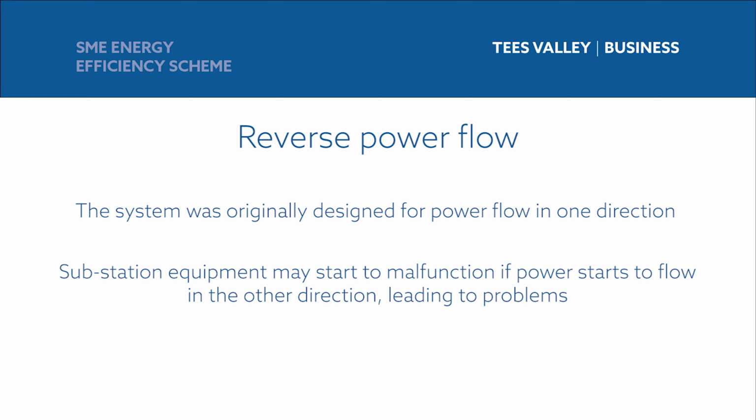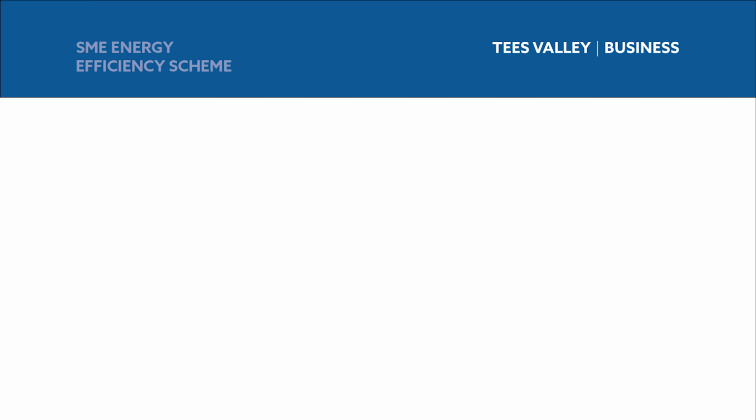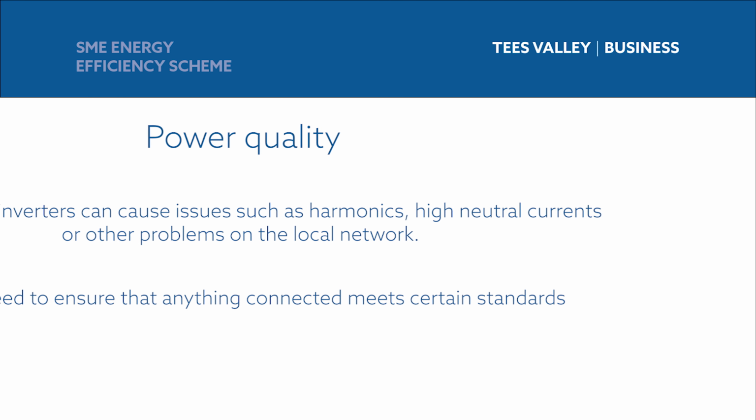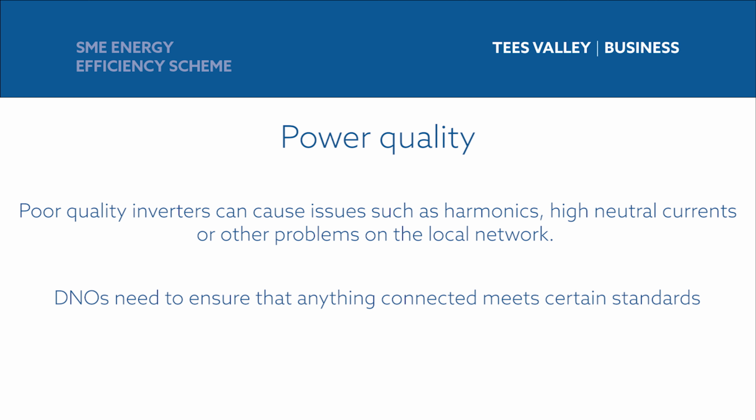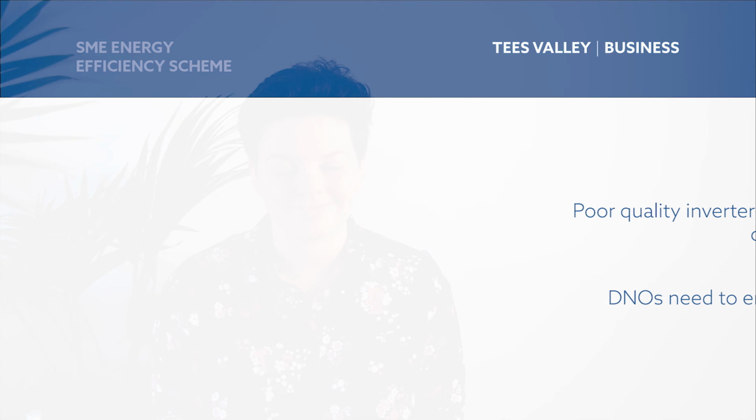This can lead to problems like voltage rise and blackouts. Power quality. Poor quality inverters can cause issues such as harmonics, high neutral currents, or other problems on the local network, so the DNOs need to ensure that anything connected meets certain standards. As you can see, there are numerous technical issues faced by the DNOs.